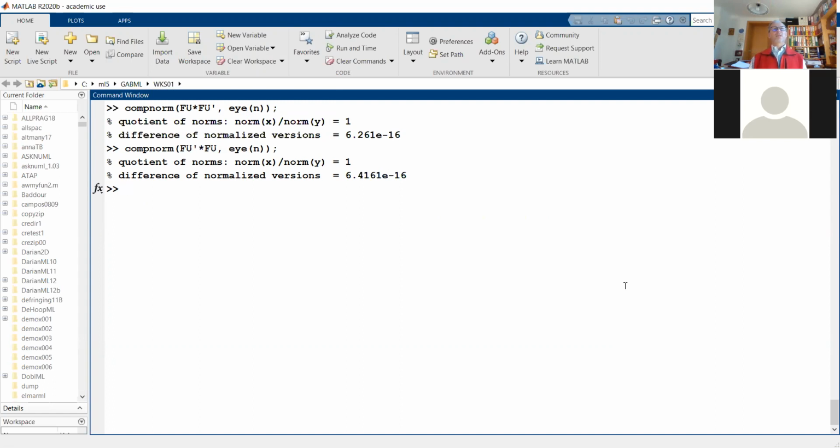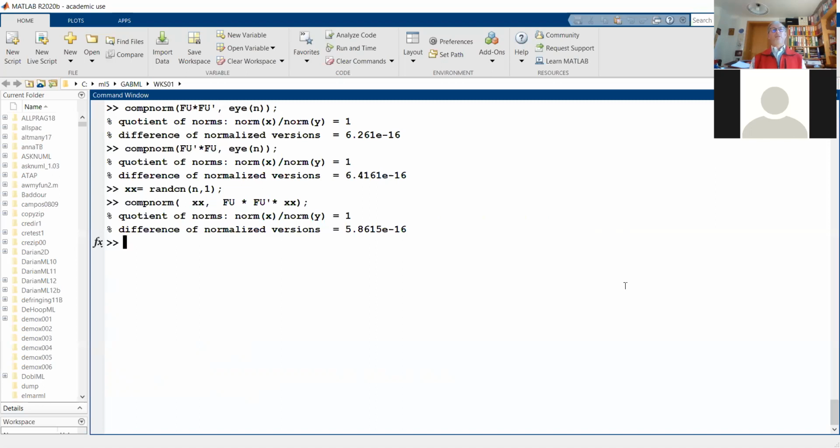So what does it mean? It means that, of course, now I'm doing once more, I take a random column vector x of length n. If you apply the matrix fu with fu prime to the vector x, maybe the comp norm, I'm getting my vector back. That's not surprising.